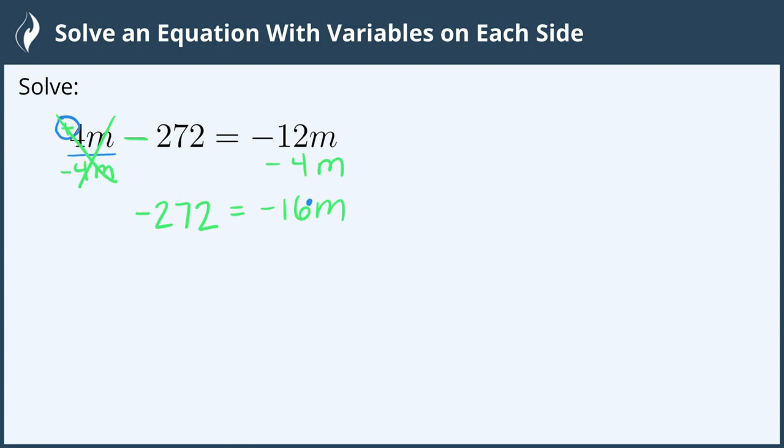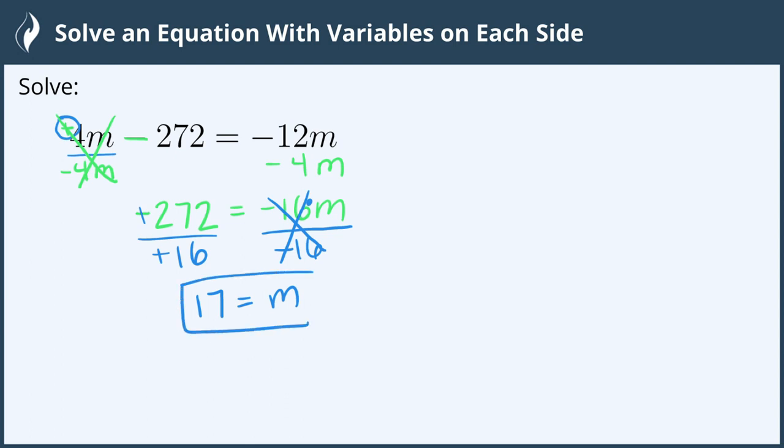Here we have negative 16 being multiplied to the m, so the opposite will be to divide by negative 16 on both sides. Negative 16 divided by negative 16 cancels, so we're left with m. We've now isolated the variable, and that was our whole goal. On the left side, negative 272 divided by negative 16, a negative divided by a negative is positive, and 272 divided by 16 gives us the answer of 17, so the answer is m equals 17.